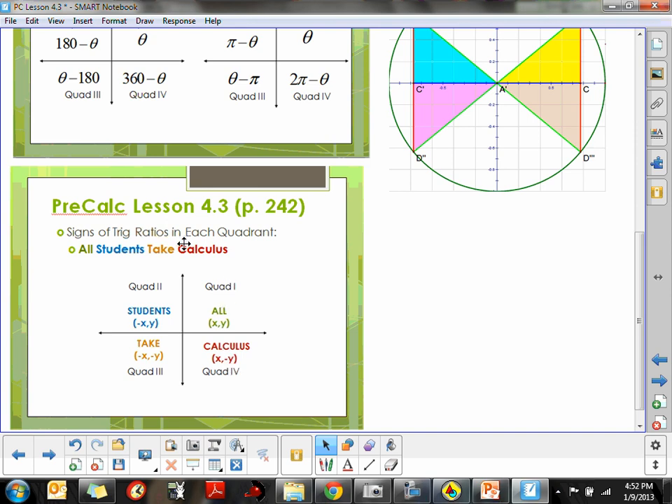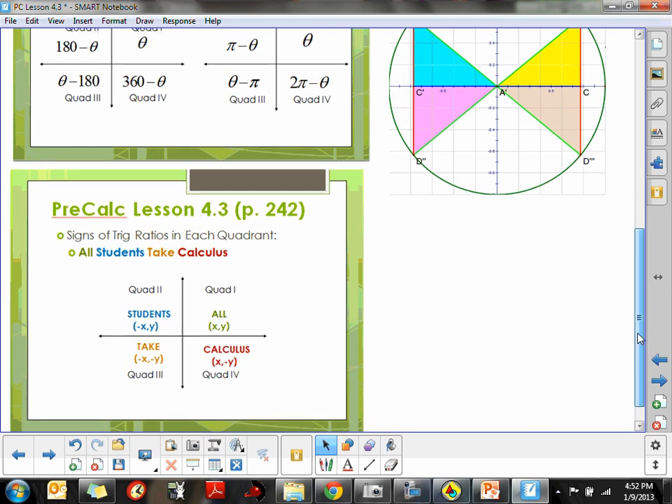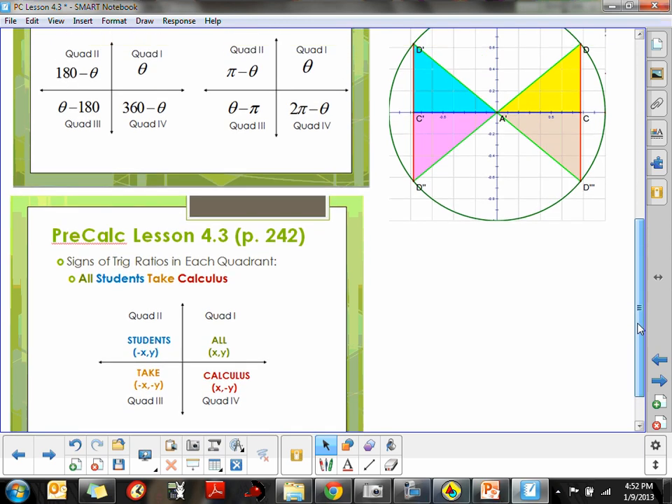So in this acronym, or in this little saying, all students take calculus, telling you what trig functions are positive in the first quadrant, all of them are. What trig functions are positive in the second quadrant? Only those associated with sine, like sine and cosecant. Which trig functions are positive in the third quadrant? Only things that start with the letter T or that are associated with tangent, so tangent and cotangent. And finally, in the fourth quadrant, the only trig functions that are positive are cosine and secant. So we can use that to help us figure out our quadrantal signs for angles bigger than acute angles.